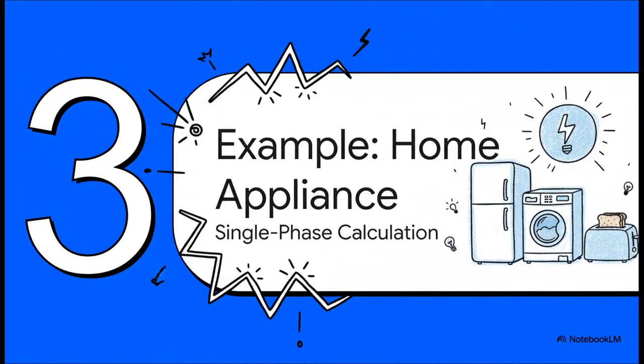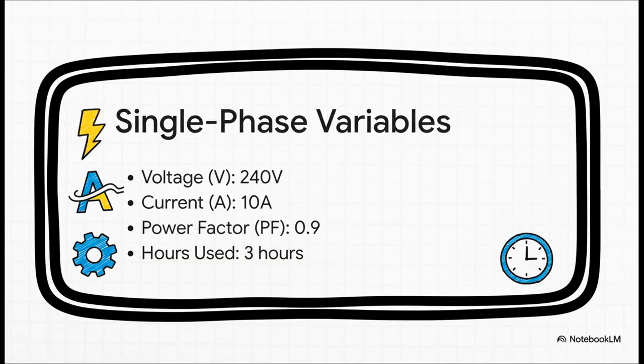Okay, enough with the theory. Let's actually put this into practice with a real-world example. We're going to start with a pretty typical household appliance, something that uses that single-phase power. All right, so let's set the scene here. We've got an appliance, it's running at 240 volts, and it's pulling 10 amps of current. It's got an efficiency, a power factor, of 0.9. And our goal is to figure out how much energy it chews through in 3 hours.